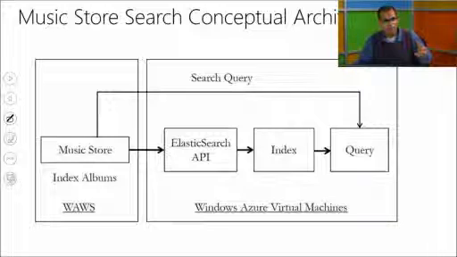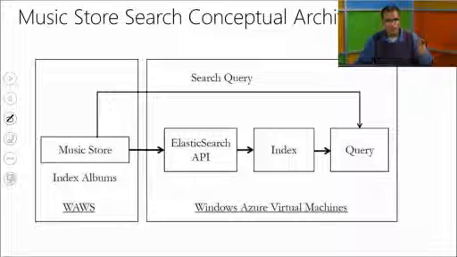So basically, this is the ingestion process. Your music store website takes these albums and ingests them into the Elasticsearch index using the Elasticsearch API. Elasticsearch provides a .NET API also. There are several of them. My favorite one is the Nest API, which is a strongly named API.